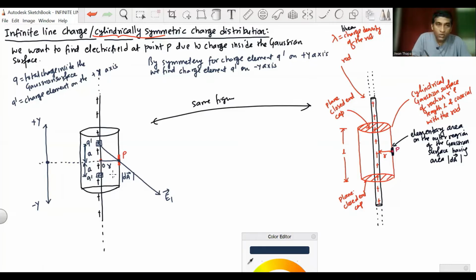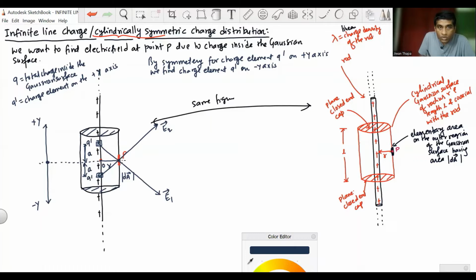Clear? Now this charge element will give electric field E2 in outward direction. Clear? So we have this. Now what we do, and this is closed, okay, the cylinder is closed at both the end caps.